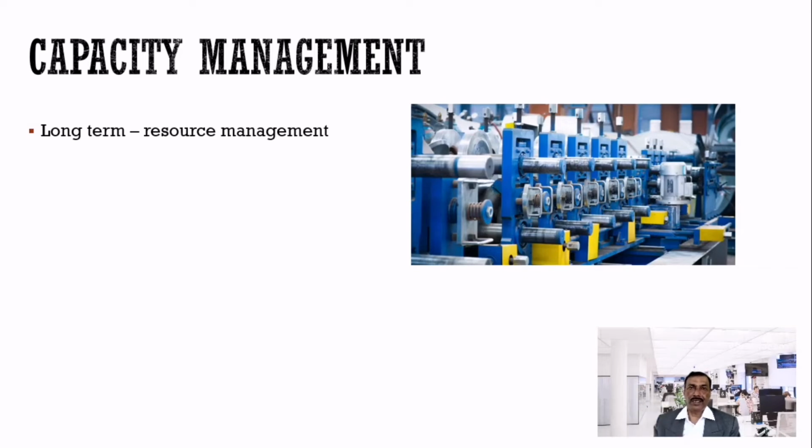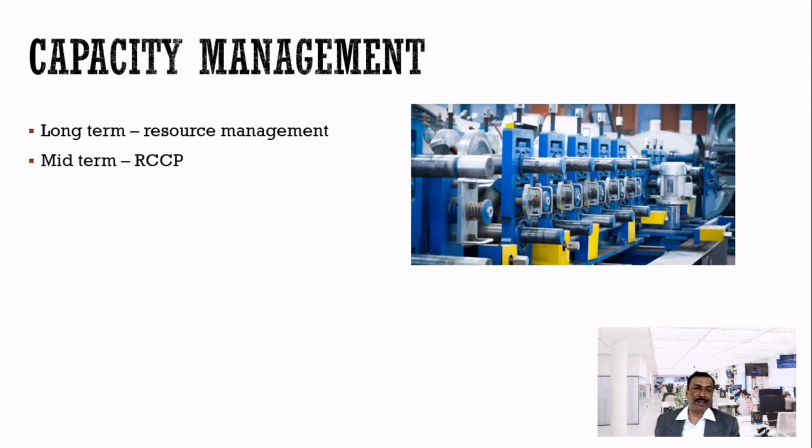Now you are doing 1,000 units per day. Maybe in 3 years' time you want to double that capacity. So what are the things required? Should you add a new manufacturing plant? Do you invest in capital goods by purchasing some of the machinery and equipment? So it starts with the long-term resource management in the hierarchy.